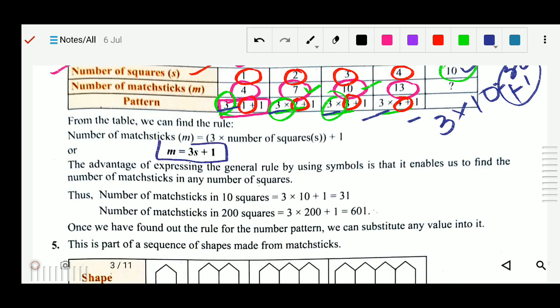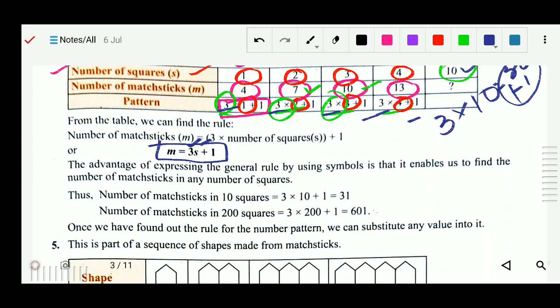What is the rule we have got? M equals 3s plus 1. As I have told, 3 will be the constant, s means which shape, which number you are finding, and then after that you have to add 1, so you will get it.